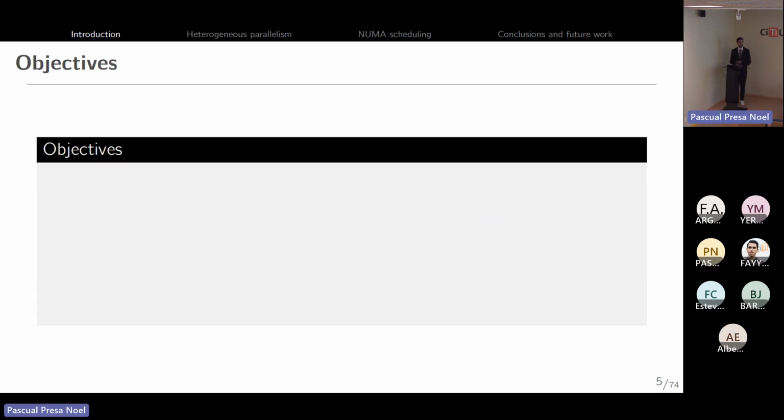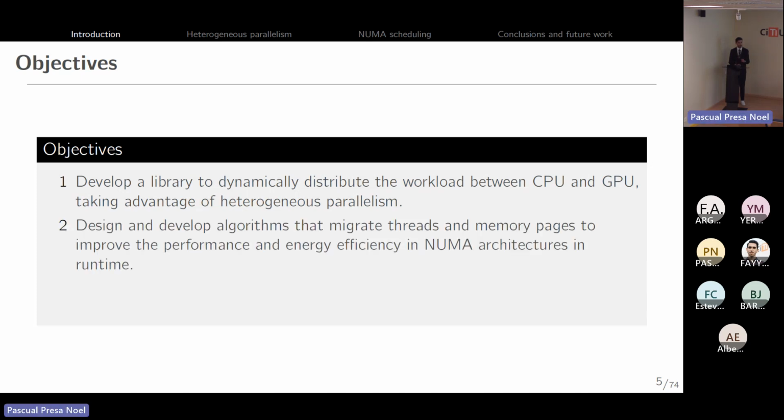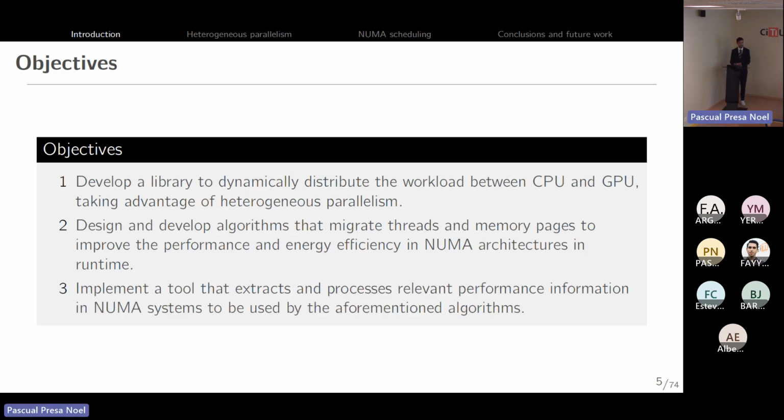Therefore, our objectives can be summarized as follows. The first one: develop a library that distributes the workload between several devices, in particular CPU and GPU, to take advantage of heterogeneous parallelism. Our second objective was to design and develop new algorithms for thread and memory page migration in NUMA systems. And the third one is to implement a user space tool to extract performance information in a NUMA system and execute the aforementioned algorithms.